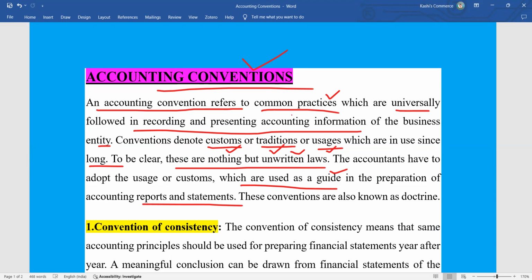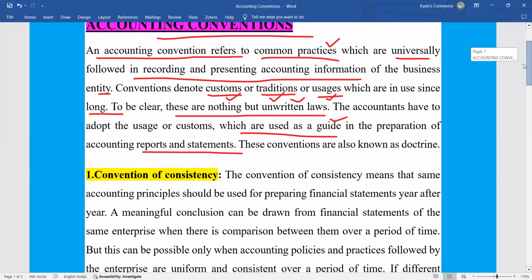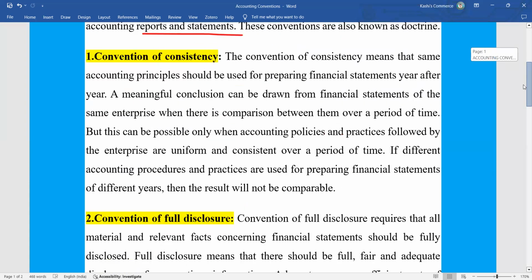This is the definition of accounting conventions. These are the common practices universally followed for recording and presenting accounting information. We can also say that conventions are customs, traditions, or usages. These are unwritten laws. We can use them as a guide for preparing financial reports. This is the definition of conventions. There are four types of accounting conventions.